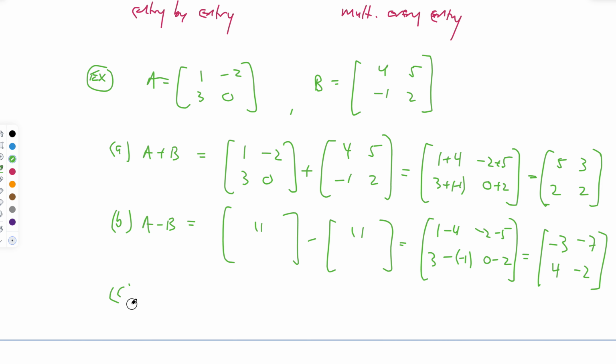And then last but not least, we can do a scalar multiple, right? So we could do like 3A. 3A just means, hey, scale every entry in A by 3. So you would take your A matrix and scale by 3. So it would be 3 times 1, 3, 3 times -2, -6, 3 times 3, 9, 3 times 0 is 0. That would be the scalar multiplication. All right?